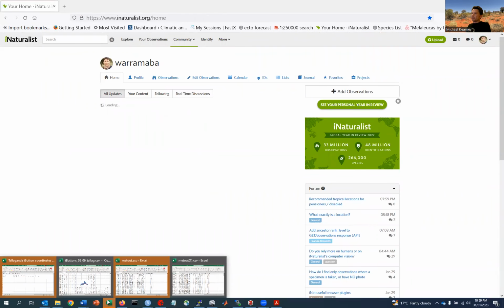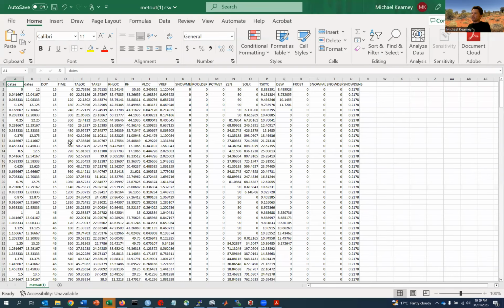If we go here, you can see it's got a mock date, which is actually how many hours have elapsed since the beginning of the simulation. The day of the year, this is the 15th of January because it's running the middle day of each year.